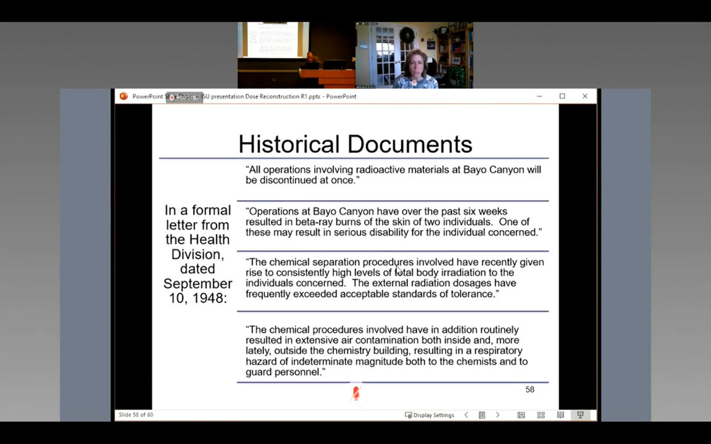Chemical separation procedures have given rise to consistently high levels of total body irradiation. And high levels back then were larger than what we would call high levels now. So the external radiation dosage have frequently exceeded acceptable standards. And the last one, chemical procedures have routinely resulted in extensive air contamination, both inside and outside the chemistry building. So resulting in hazards to both the chemists and to guard personnel who would be outside of the building.